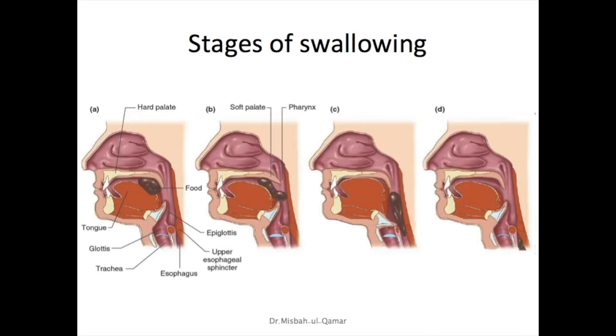So what happens in the voluntary stage of swallowing? It is initiated when the bolus of food or liquid food is voluntarily propelled to the back of the mouth by the tongue, for which the movement of the tongue is upward and backward against the palate. Interestingly, swallowing is initiated voluntarily, but once begun, it cannot be stopped.